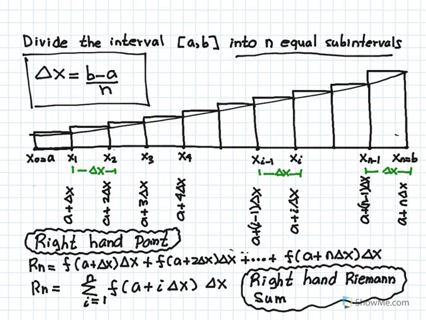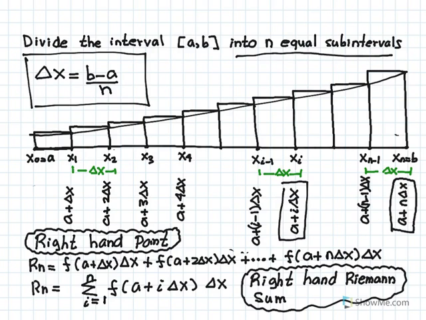So the first starting point is x naught, that's a. x1 is a plus delta x, because we're going up by equal partitions. x2 is a plus 2 delta x, x3 is going to be a plus 3 delta x, x_i is going to be a plus i delta x, and x_n, which is your last x value, is a plus n delta x, and that is b.